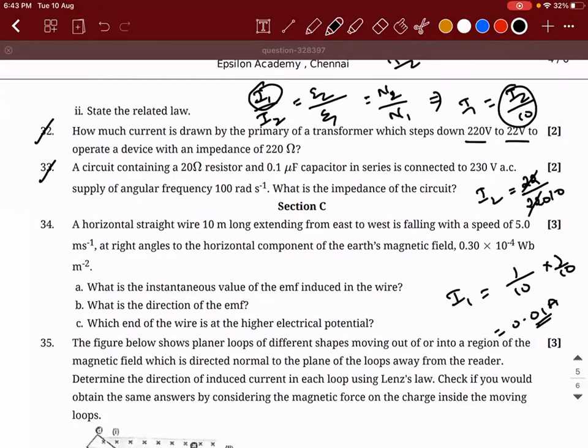Okay. So 33rd. Last problem for the day. I can't book. My head is paining.